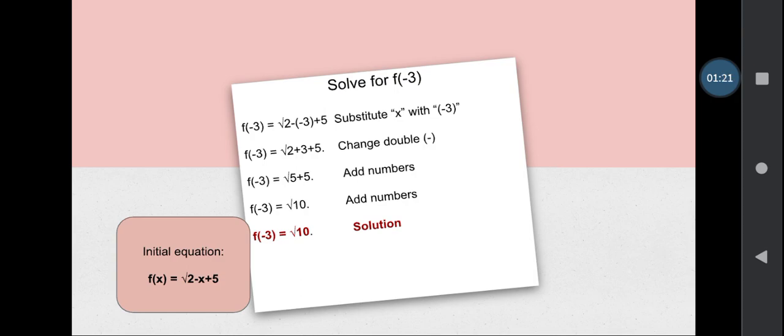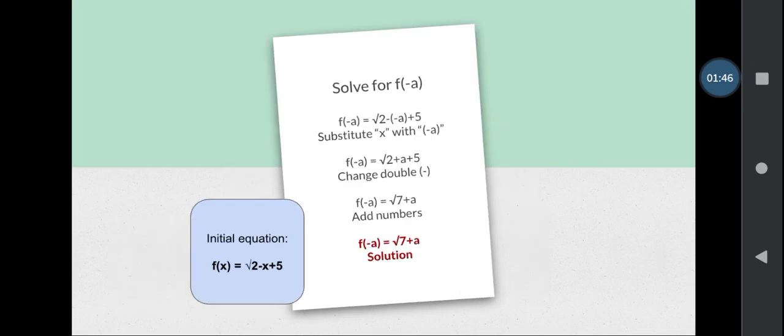Then we are going to add our 2 plus 3, which gives us 5. So that gives us f of negative 3 equals the square root of 5 plus 5. Then we're going to add our 2 fives together, which gives us 10. So then we have f of negative 3 equals the square root of 10, which is also our solution to this problem.